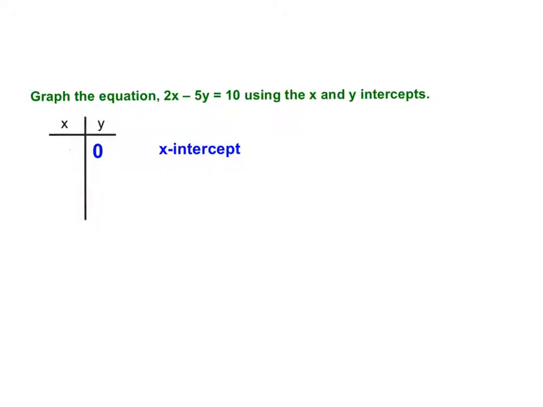Plug 0 in for y and solve for x, so do that. Now I gave you a nice one, a nice problem where the numbers turn out nice. What is the x-intercept?